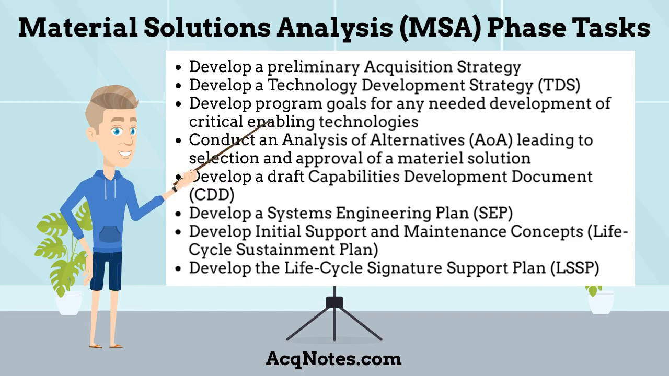What are the main tasks in the material solutions analysis phase? The main tasks in the MSA phase are to address the following. Assess all potential solutions for a stated need. Develop a preliminary acquisition strategy. Develop a technology development strategy. Develop program goals for any needed development of critical enabling technologies. Conduct an analysis of alternatives leading to selection and approval of a material solution.